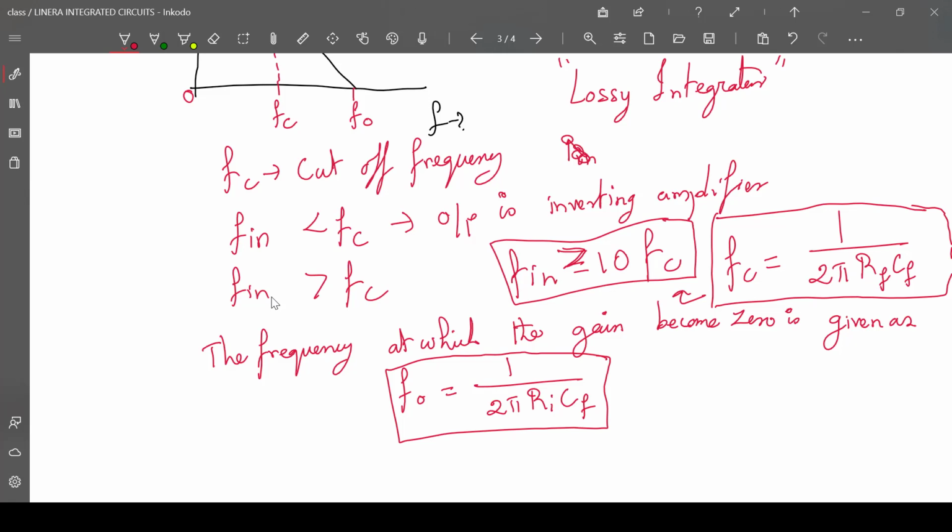So the integrator circuit should be operated between this frequency level, and if the input frequency is 10 times more than the corner frequency, then definitely the practical integrator circuit will act as an integrator, and it will convert the input sinusoidal signal to a cosine signal as well as the square wave to a triangular signal. Likewise, the integration process will happen in the op-amp circuit. So this is all about the integration process happening in the op-amp circuit. Thank you.